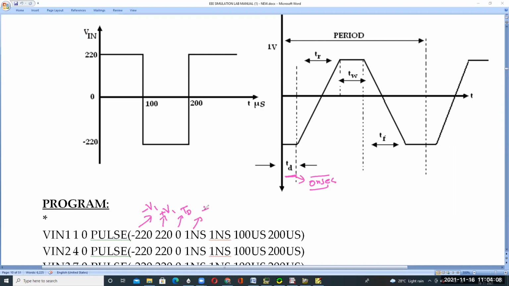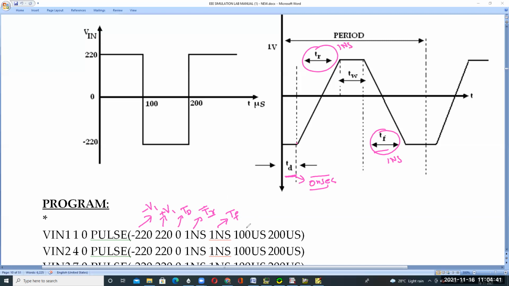It is denoted by TR. The rise time here is 1 nanosecond. This is called rise time, the time required to get this curve, which is 1 nanosecond. This is also called fall time, TF. The fall time is also 1 nanosecond here.